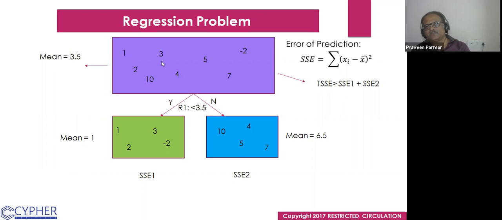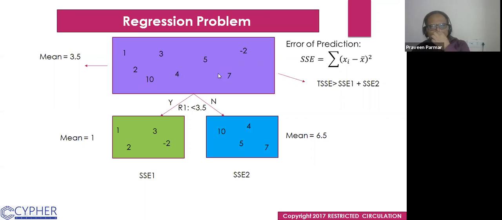For the total sum of square, we measure the difference from 3.5: 1 minus 3.5 whole square, 3 minus 3.5 whole square, 2 minus 3.5 whole square, and so on, and then we take the summation of that. That is always greater than the summation of 1 minus 1 whole square, 3 minus 1 whole square, 2 minus 1 whole square. We get the summation of these. We also get the summation of 10 minus 6.5 whole square, 4 minus 6.5 whole square. These two summations would always be smaller than the previous one. Got it?